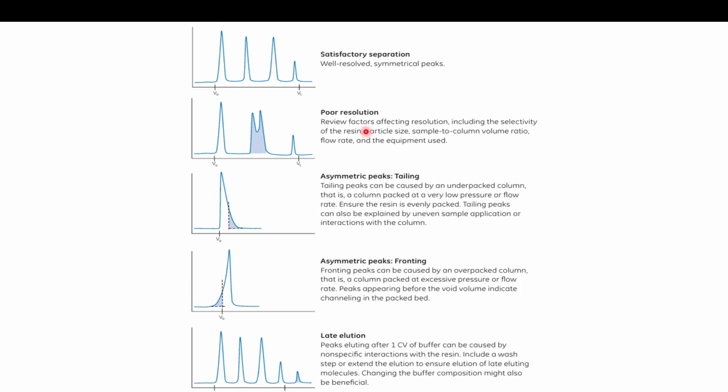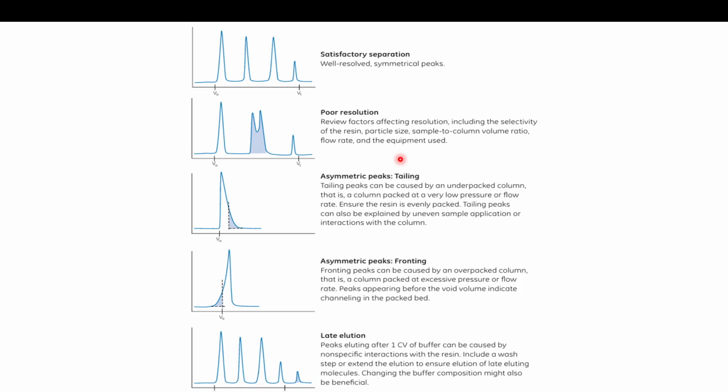Okay. Now see, this is an example of satisfactory separation, where the peaks are well resolved and symmetrical. This is a poorly resolved peak. So what can we really do? Review factors affecting resolution, including the selectivity of the resin, particle size, sample to column volume ratio, the flow rate should also be taken care of, and equipment used.